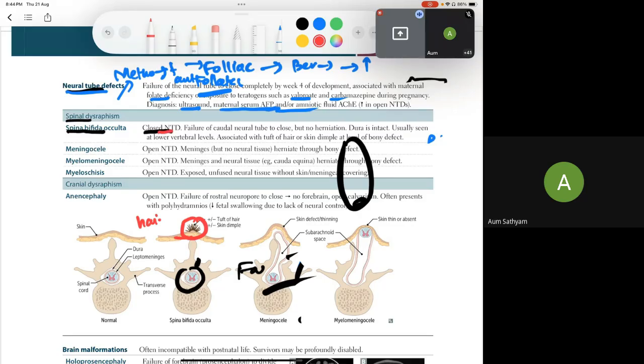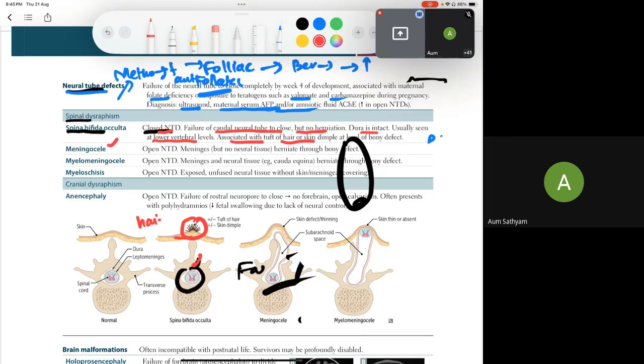So it's a closed neural tube defect, failure of caudal neural tube to close, okay, but no herniation. That is, the spinal cord along with its meningeal layer are going to be present within the proper place. They won't herniate through this defect. That's really important, right? Dura is intact. We know that. We can see it. Usually seen in the lower vertebra, as we discussed, it's going to be associated with a tuft of hair on the skin or a dimple within the skin, right?